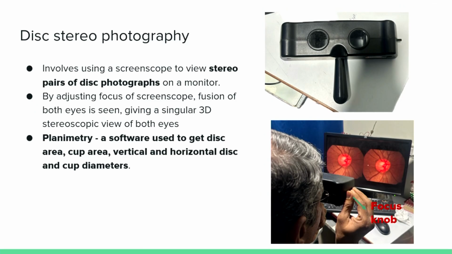Now the disc stereo photography involves using a stereoscope to view the stereo pairs of disc photography on a monitor. What it does is form a single image by which you can assess the depth of the disc, and by adjusting the focus, there is fusion of both the images, giving a singular 3D stereoscopic view. Planimetry is a software that we use to get the disc area, cup area, and vertical and horizontal disc diameters.